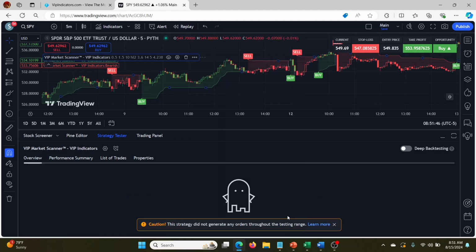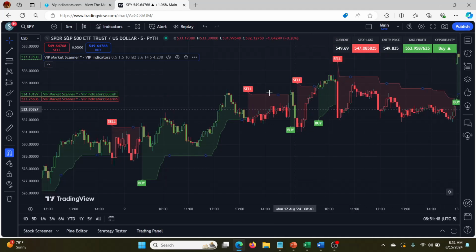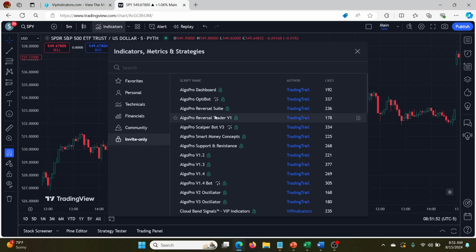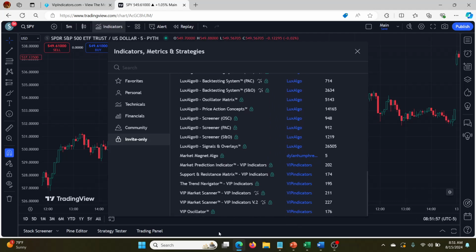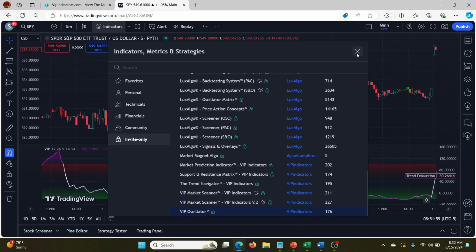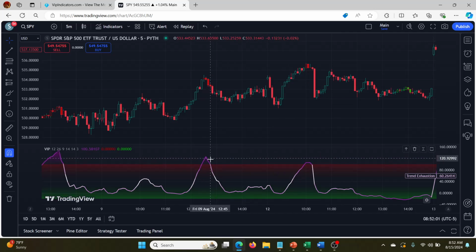So let's get rid of this. I'll just go through a couple of other things here. I think one of the things that these all have is an oscillator. So we go to the oscillator script right here. You can see you're supposed to sell when we're in the deep red here. So short or sell. And this actually looks pretty good.